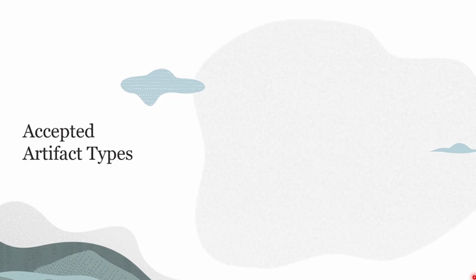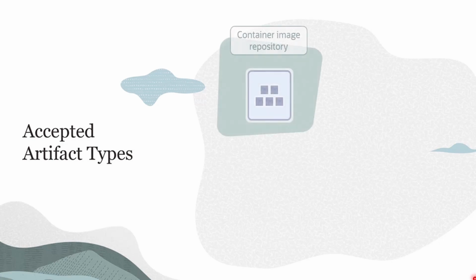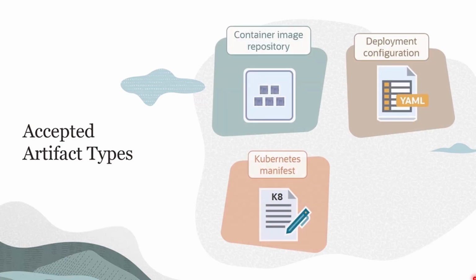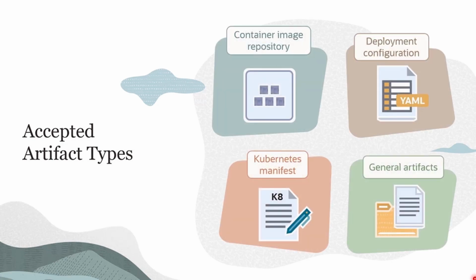You can create references to these four types of artifacts in OCI DevOps. All but the container image can either point to an artifact registry or can be defined inline. Let's try to understand each one in detail. Container image repository. It's a collection of related container images which is used to manage different versions of an application.